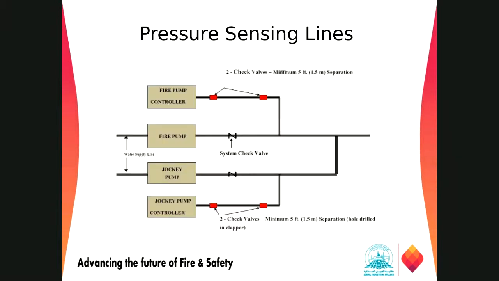Then moving on to the pressure sensing lines, right? These are the requirements of the sensing lines. Look for the size of the sensing lines. The size should be a minimum of ½ inch, not more than that. The material should be corrosion resistant.